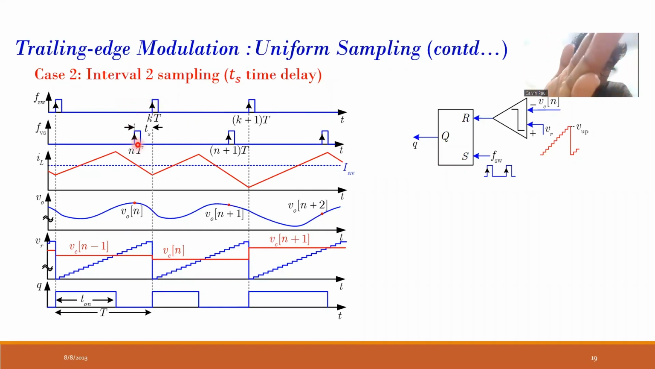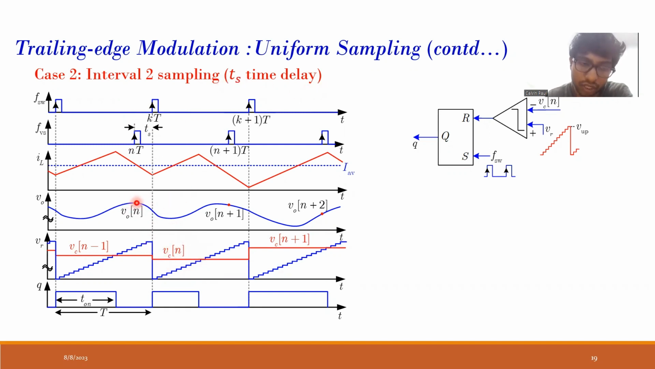Prior to it, I take the sample. So I give the sampling command over here. I take the sample V output N over here. Okay. And after this TS delay, then I generate this VC of N. So this is the time delay TS which I was talking about.